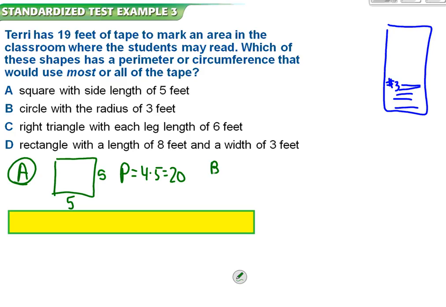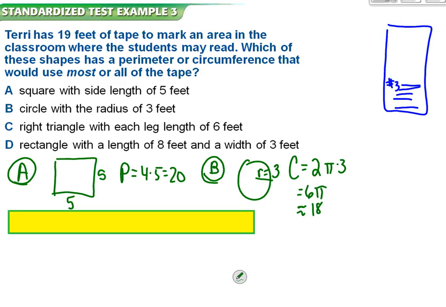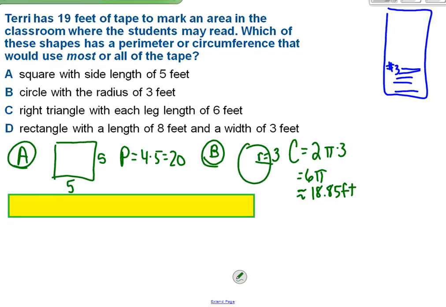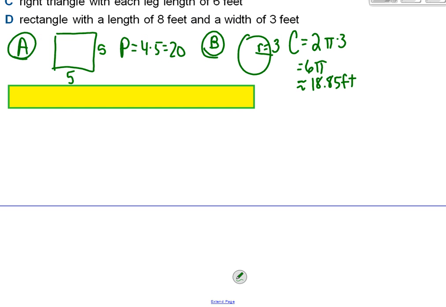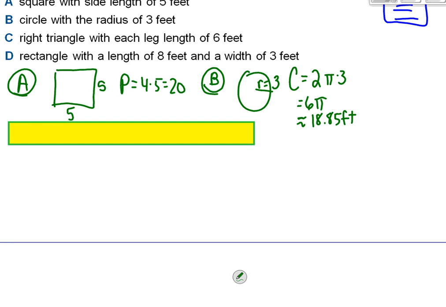Then for letter B, it's a circle with a radius of 3. To find the circumference of that, it would be 2 pi r, so 2 times pi times 3, and that would be 6 pi. That's about 18.85 feet. And so that's close, but we really have to check everything to see if that's going to be the best one for us to use.